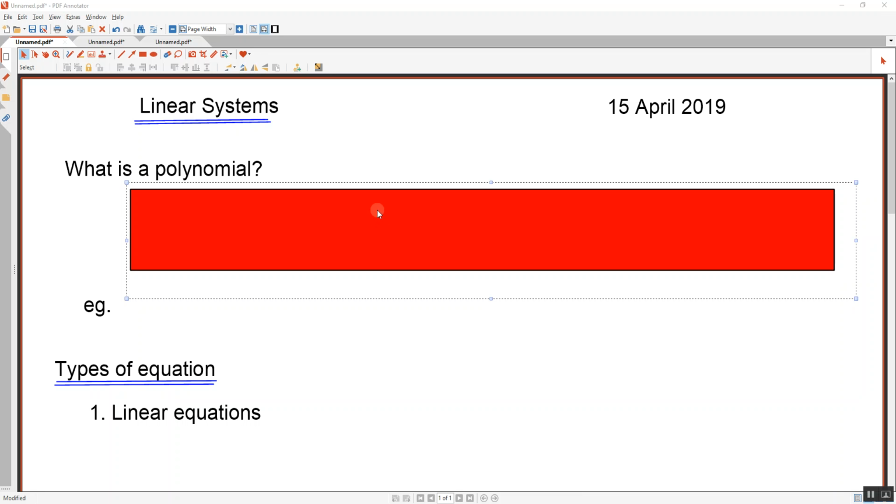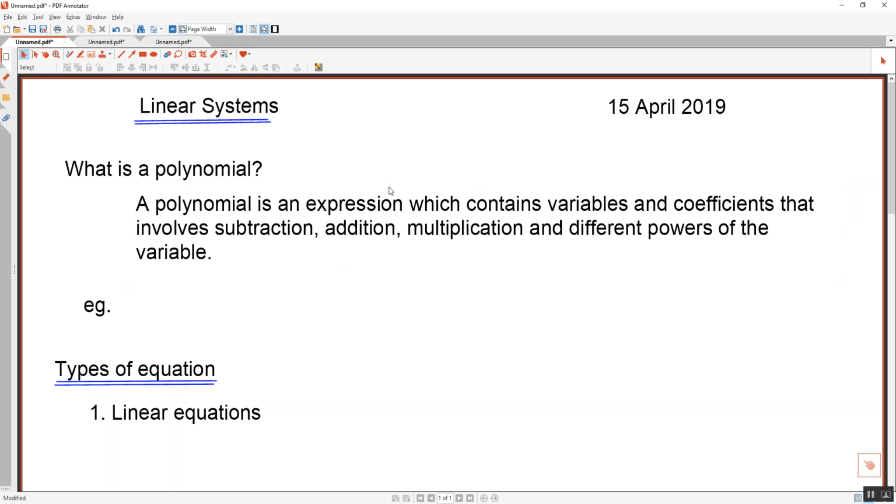Now, what do we call these letters x and y? They're called variables. Good. And does anybody know what the name for the 7 in front of the x is? It's a special word. Coefficient. Good, excellent. It is called the coefficient. A polynomial is an expression which contains variables, like x's or y's, and coefficients, so that's the numbers in front of the x's and y's, that involves subtraction, addition, multiplication, and different powers of the variable.